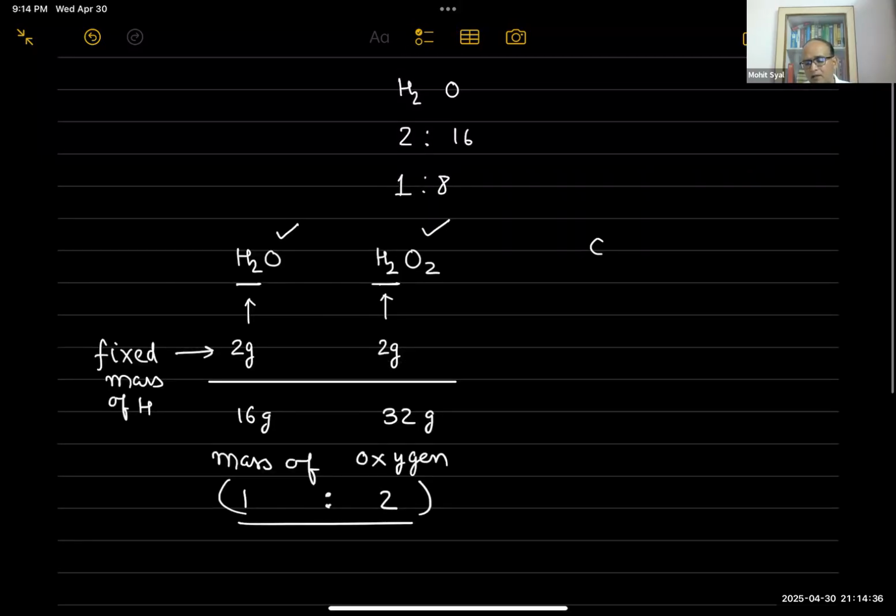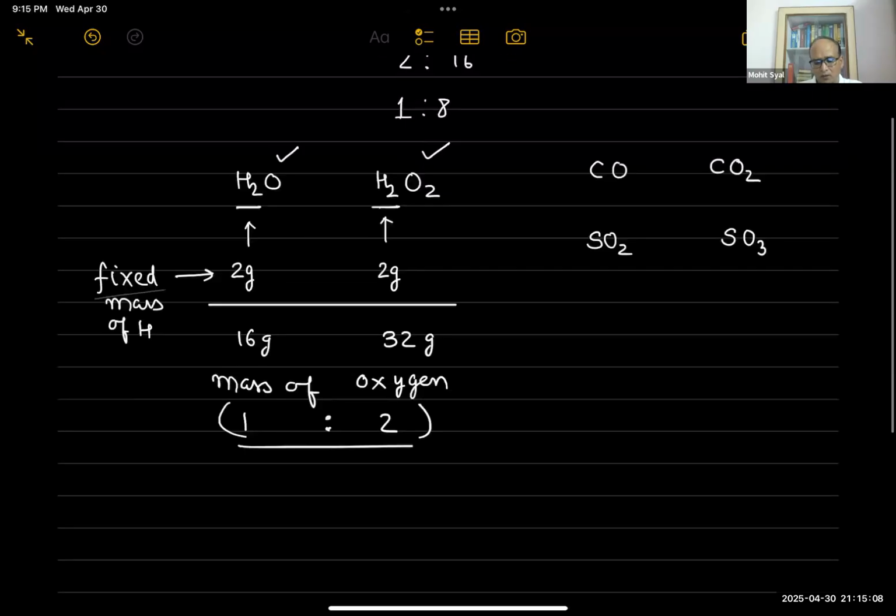We discussed in carbon monoxide and carbon dioxide. So carbon is kept the same. The mass of oxygen that combined with same carbon in both the compounds is in the ratio of 1:2. SO2 and SO3. The ratio of masses of oxygen that combined with the fixed mass of sulfur is 2:3. Okay. So this is one law.